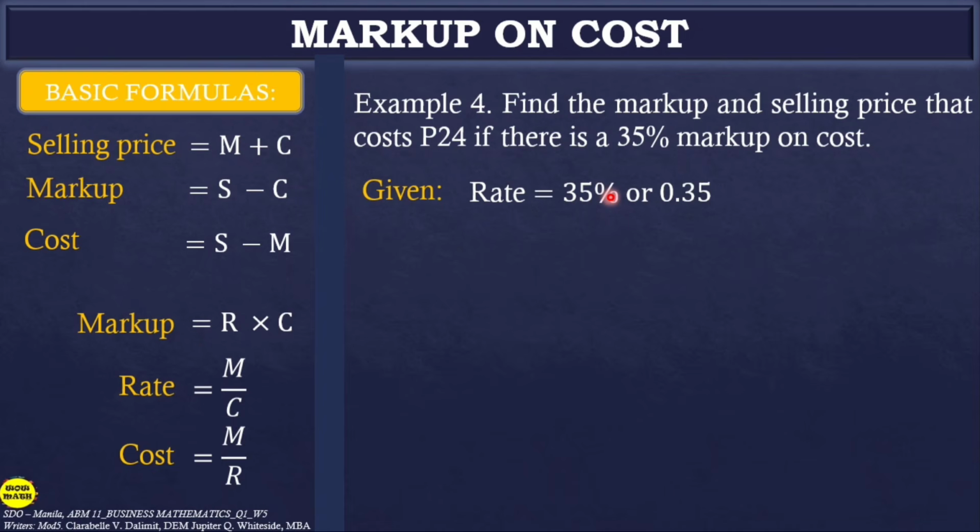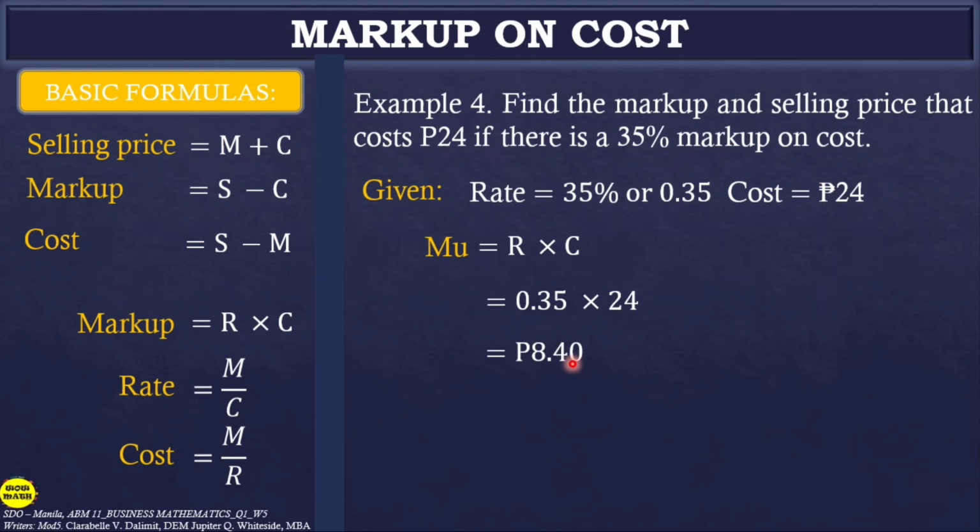So what are the given? The rate is 35%, so we can convert it into decimal. So ito yung markup rate, 35%. So yung 35%, once na kinonvert natin into decimal, that is 0.35. And the total cost is 24 pesos. So first, kunin natin yung markup. So pag kukunin natin yung markup based on cost, i-multiply lang natin yung markup rate doon sa total cost. So 0.35 times 24, the answer is 8.40 pesos. So ito ngayon yung markup amount.